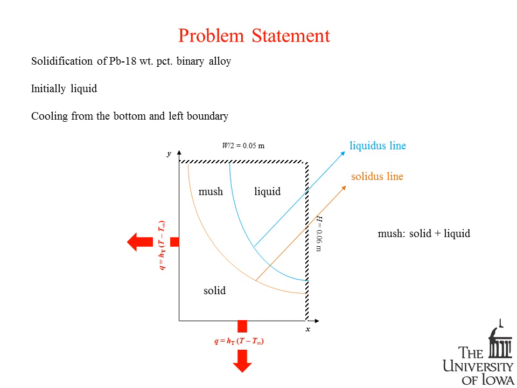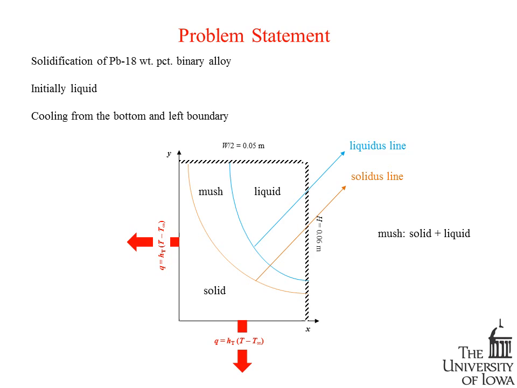If we look in more detail, there are two other terminologies. This is my solid line, which I will refer to later in the presentation, and the liquid line. The liquid line is the boundary between liquid and mush. The solid line is the boundary between mush and solid.